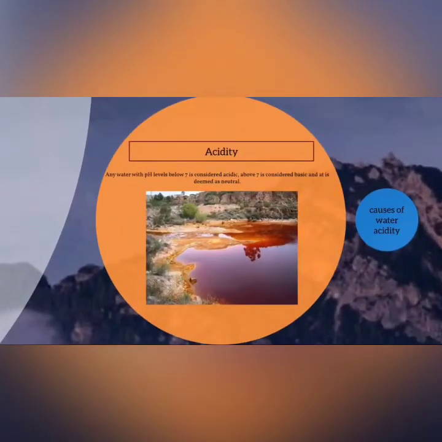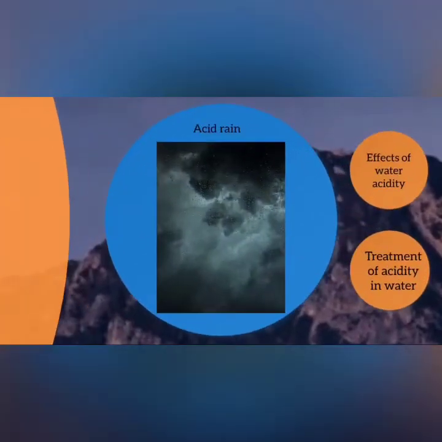Acidity in water. Any water with the pH levels below 7 is considered acidic, above 7 is considered basic, and at 7 is deemed to be neutral. Causes of acidity in water. Due to industrial pollution, with low pH water often being found near mining sites or chemical dumps. Some causes are due to natural phenomena such as acid rain.